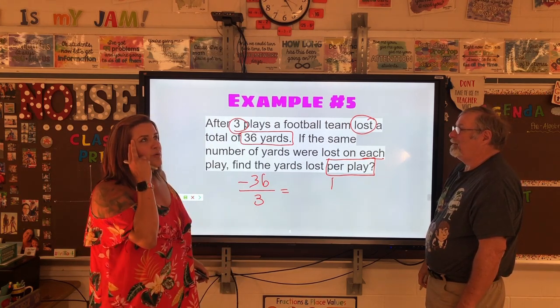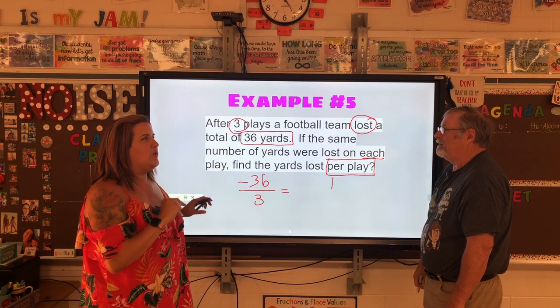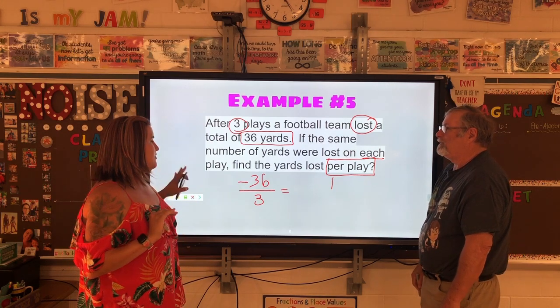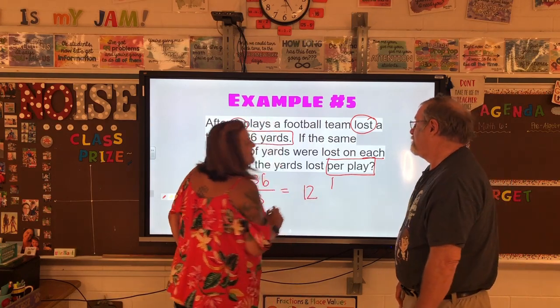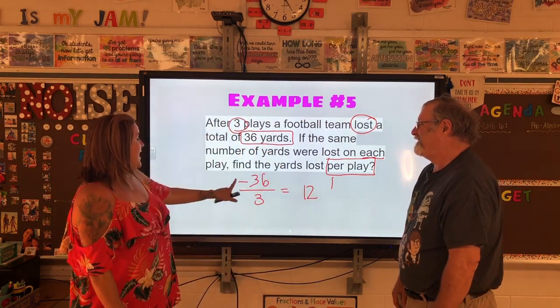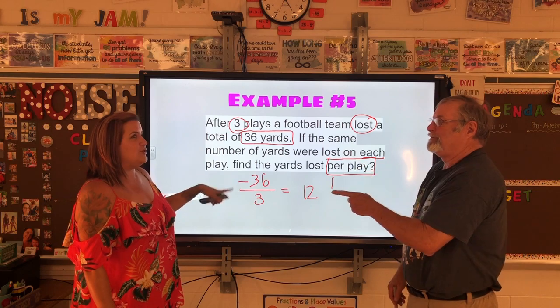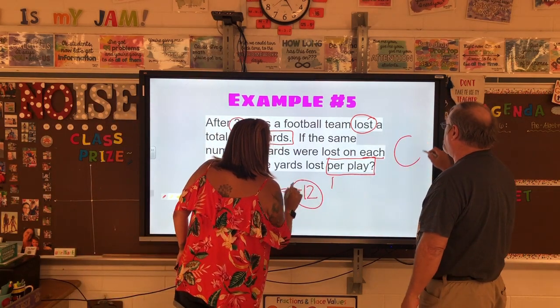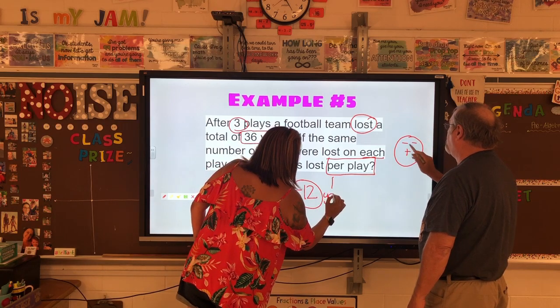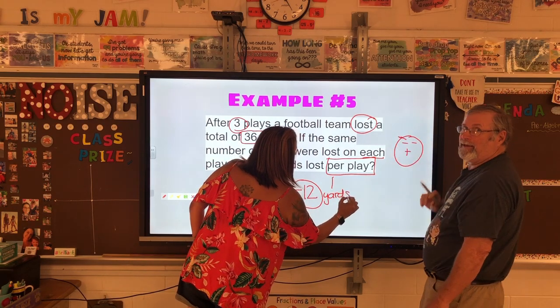So, remember our rules of division. Ignore the sign, just do the math. 36 divided by 3 is 12. Woo! I get to stay a teacher. And a negative and a positive, because they're mixed, means that it's negative. So, negative 12, oops, I didn't include my words, yards.